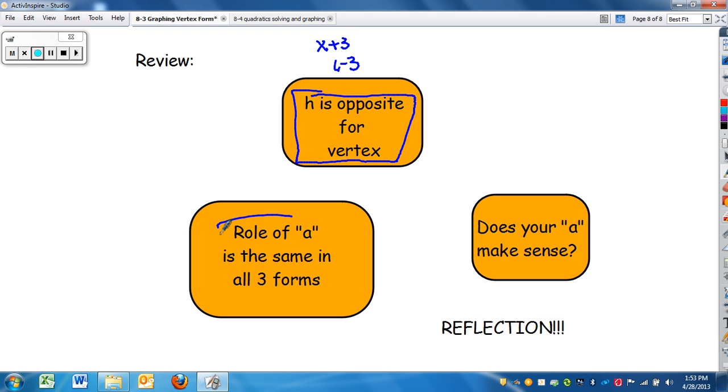Remember, the role of a is the same in all 3 forms. It opens up or down and makes it narrow or wide. And again, when you're solving, does a make sense? If it's positive, does your parabola open up? If it's negative, does your parabola open down?